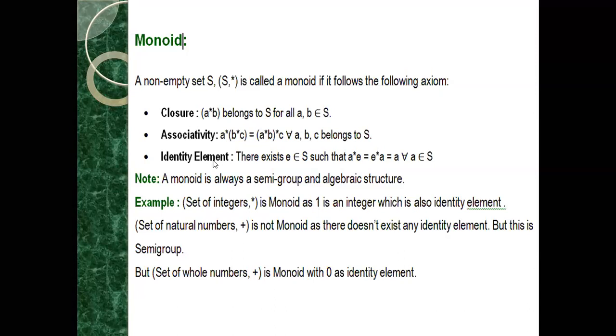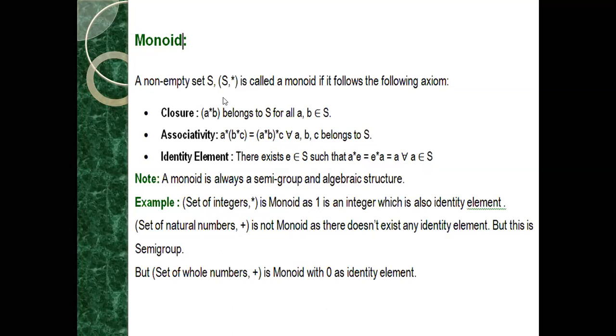And next one, identity element. Identity element means for any element a belongs to S, there exists an element e belongs to S such that a star e is equal to e star a is equal to a. So if a belongs to S, there exists an element e belongs to S such that a star e is equal to e star a is equal to a. Okay, this is called identity element.